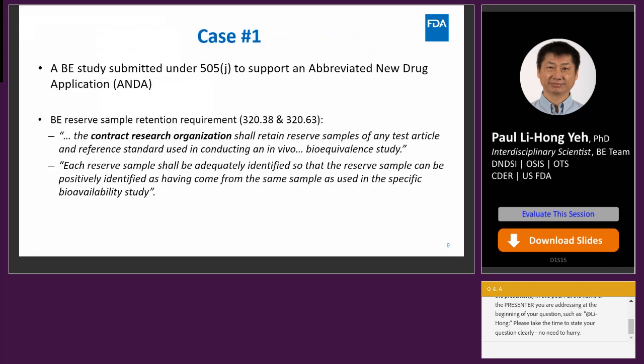Let's take a look at case number 1. It is a BE study submitted under 505(j) to support an ANDA. The regulations are in sections 320.38 and 320.63. To review, the contract research organization shall retain reserve samples of any test article and reference standard used in conducting an in vivo bioequivalence study. Each reserve sample shall be adequately identified so that the reserve sample can be positively identified as having come from the same sample as used in the specific bioavailability study.